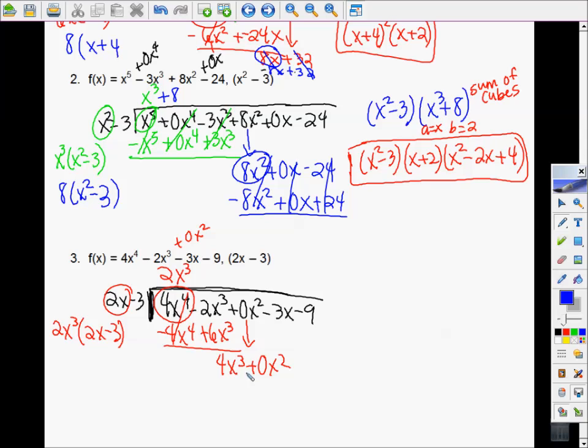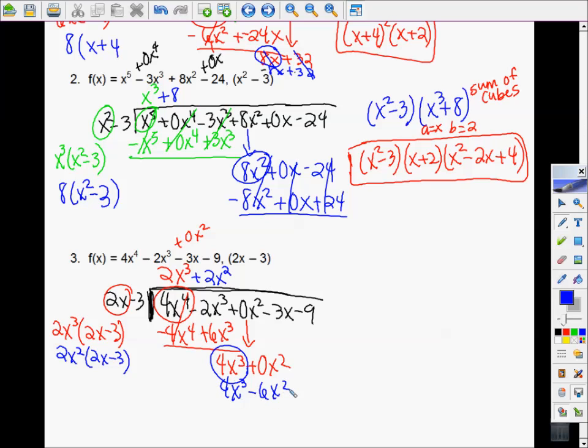So I need to change 2x into 4x cubed. So how can I make a 2 into a 4? 2x. And I already have 1x, but I need 2 more, so it's 2x squared. So I'm going to do 2x squared times 2x minus 3. And I'm going to end up with 4x cubed minus 6x squared.